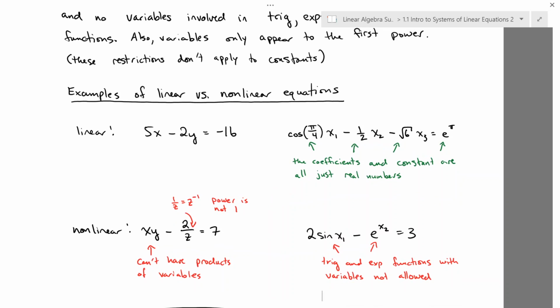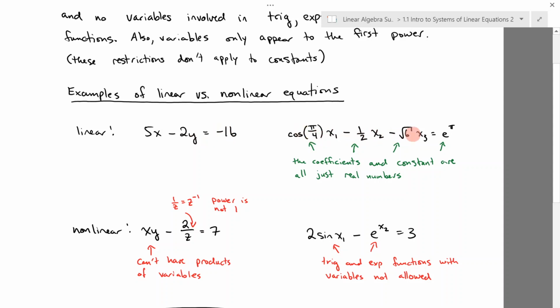What I've written here are some examples of linear versus non-linear equations. At the top, these two are examples of linear equations. The one on the left is pretty standard: 5x minus 2y is equal to negative 16. There are two variables, x and y, and the coefficients are 5 and negative 2, and then the constant term is negative 16.